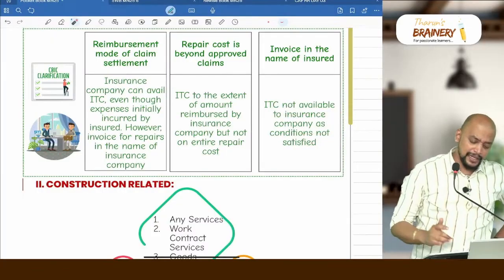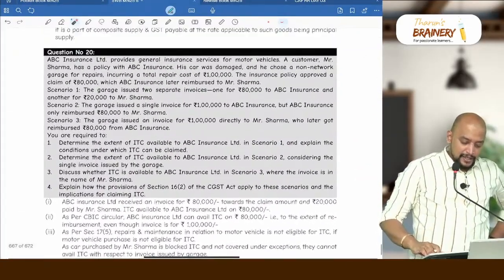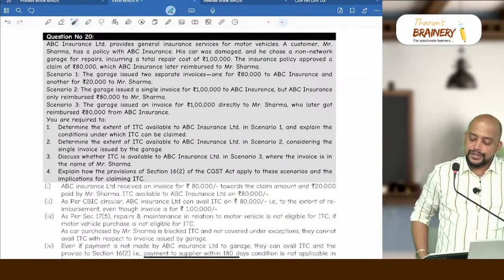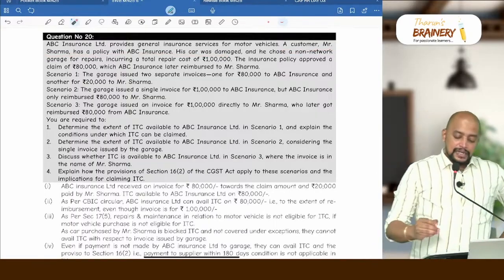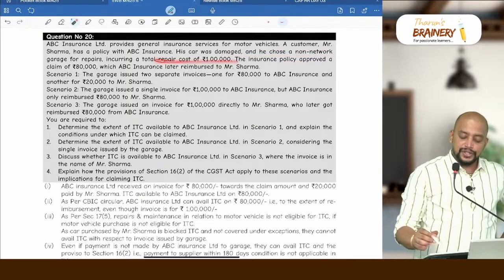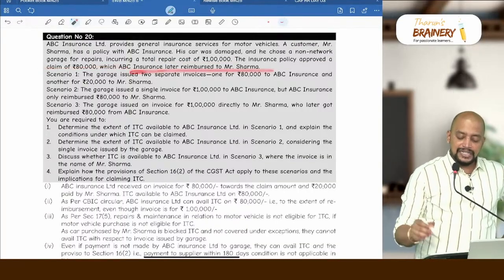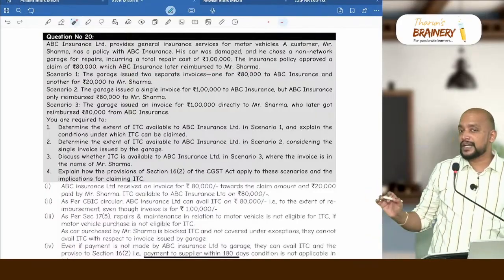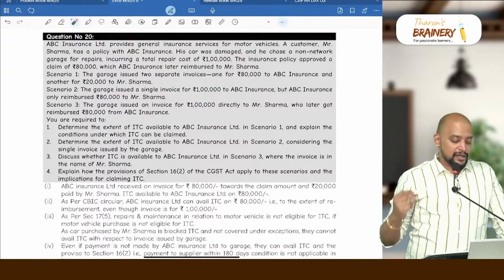Got it? Related to this, I gave one question. You can have a look at this. Question number 20. ABC Insurance Limited provides general insurance services for motor vehicles. A customer, Mr. Sharma, has a policy with ABC Insurance. His car was damaged and he chose a non-network garage for repairs, with a total repair cost of 1 lakh. The insurance policy approved a claim of 80,000, which ABC Insurance later reimbursed to Mr. Sharma. Now, scenario number 1: the garage issued 2 separate invoices, one for 80,000 to ABC Insurance and another for 20,000 to Mr. Sharma. What is your answer?